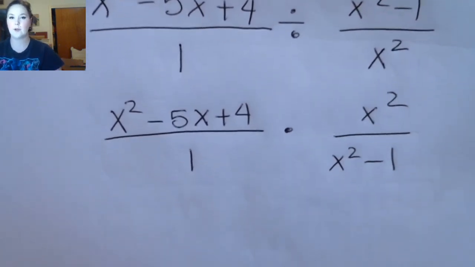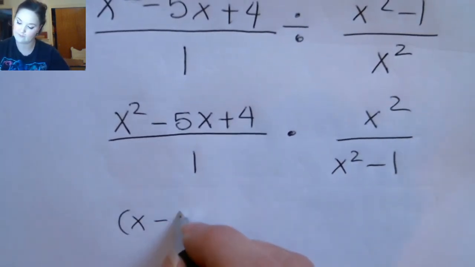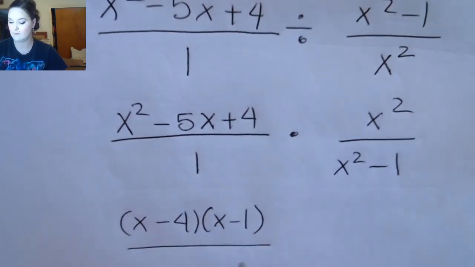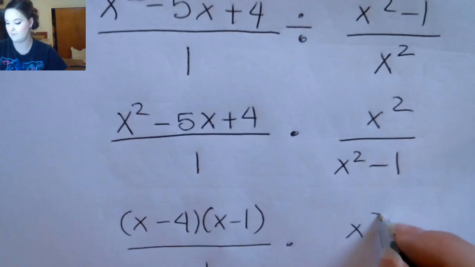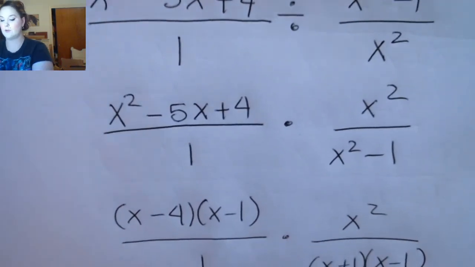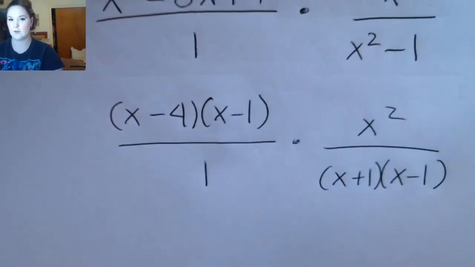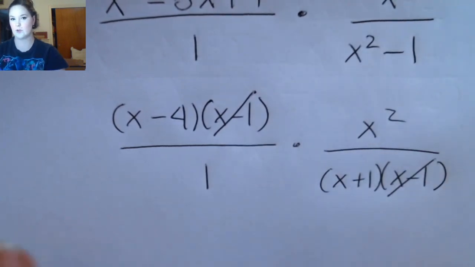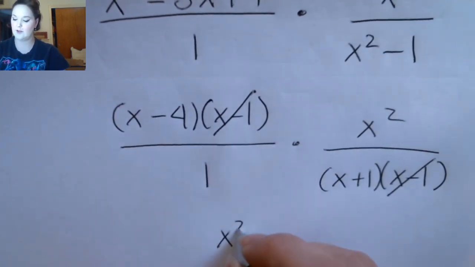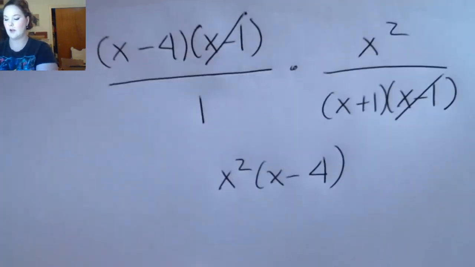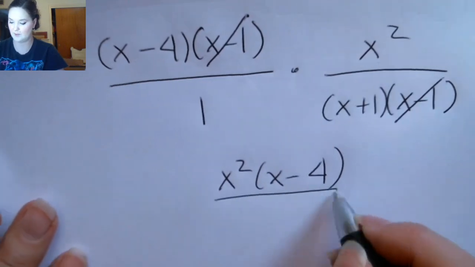Now we're going to factor everything, and we'll look for our common factors. It looks like we only have one common factor and it's x minus 1. So we're just going to multiply straight across. We'll have x squared times x minus 4, and in the denominator we'll have 1 times x plus 1.